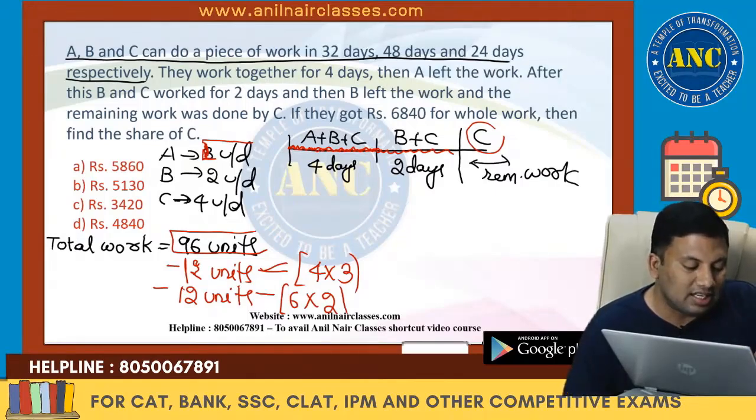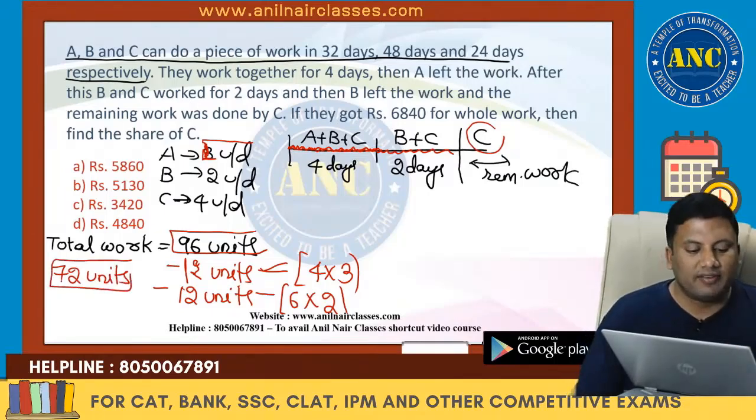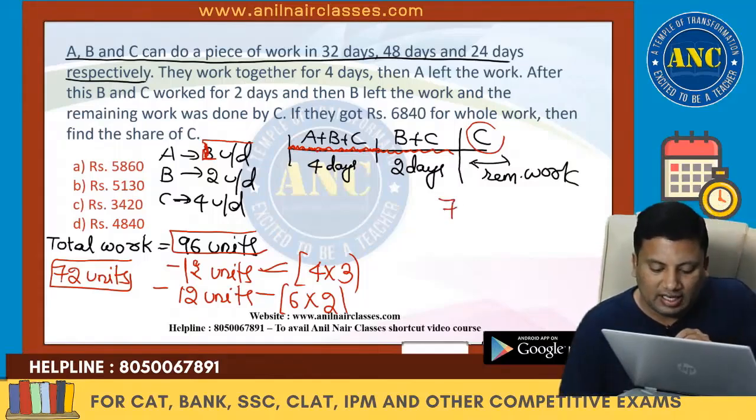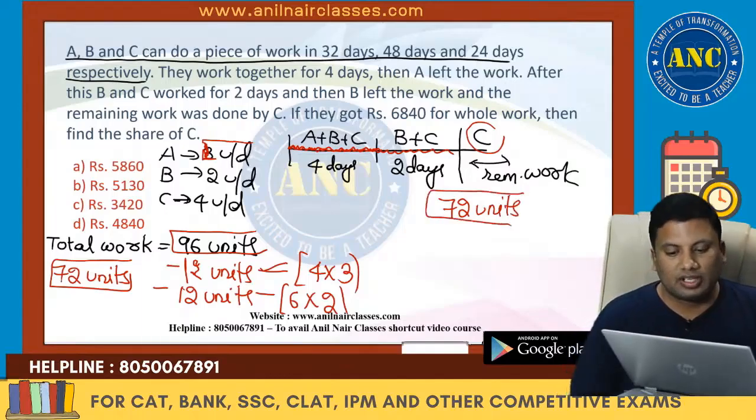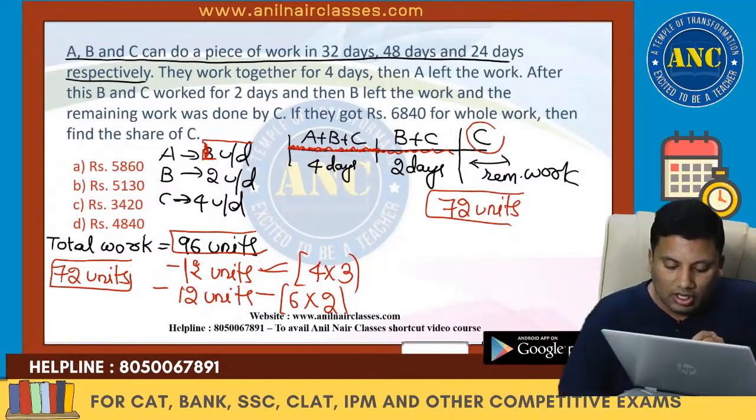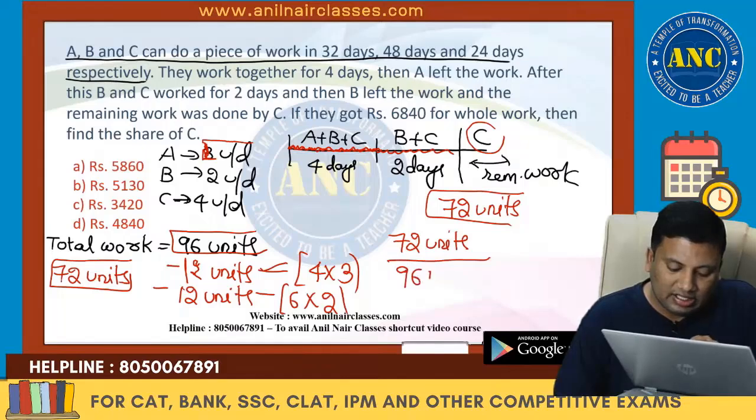So 96 minus 24, remaining 72 units of work. 72 units of work is to be done by C. Now if you see here, C will do total remaining 72 units out of total 96 units.